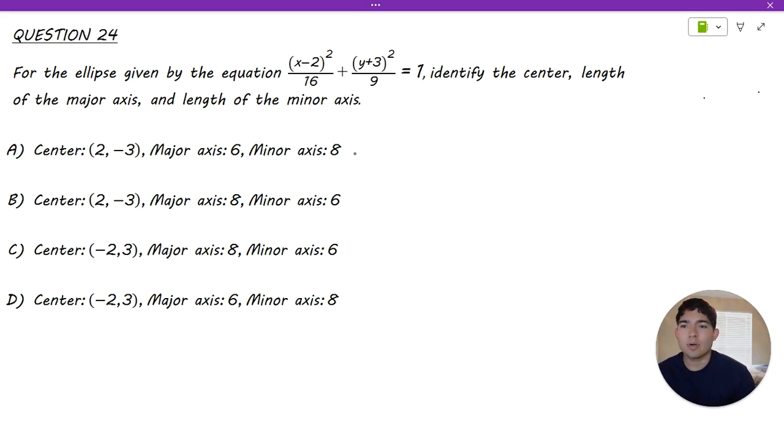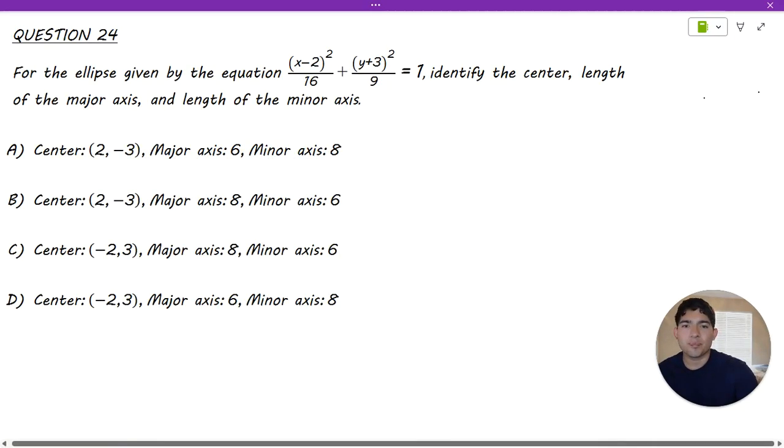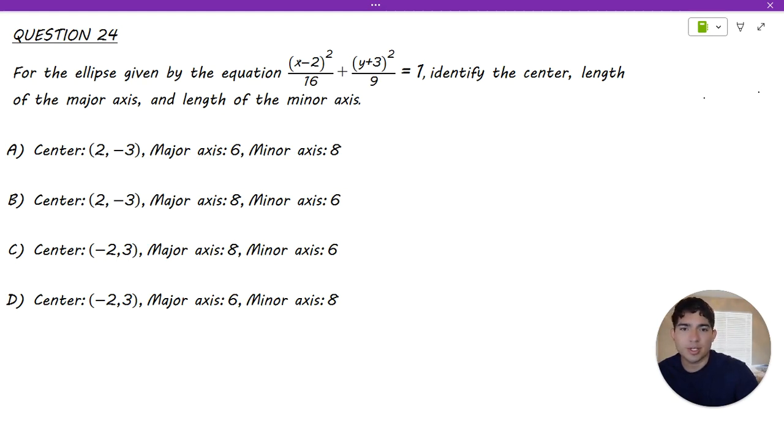So starting off with number 24, here we have an ellipse given to us and we need to identify the center, the length of the major axis, and the length of the minor axis. If you look at the ellipse that we were given, it's already in standard form. As you can see, if you compare it to the standard form we were given in the reference manual, the only difference is that this one is not centered at 0, 0. It has some transformations, as you can see here. With that in mind, we can start off with identifying the center of the ellipse.